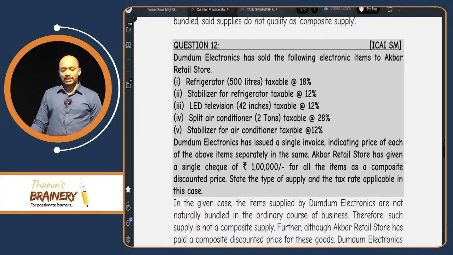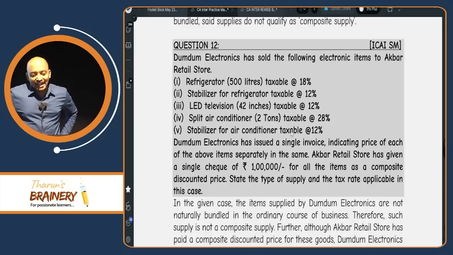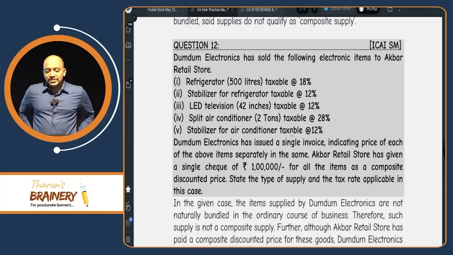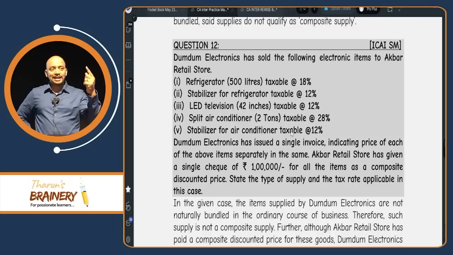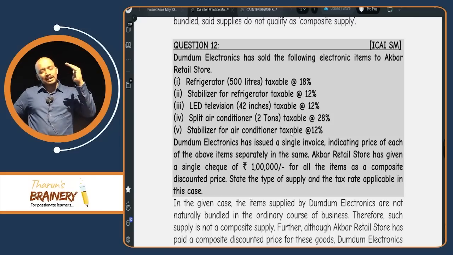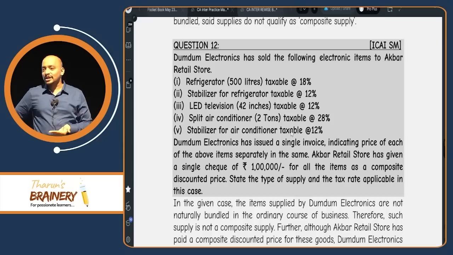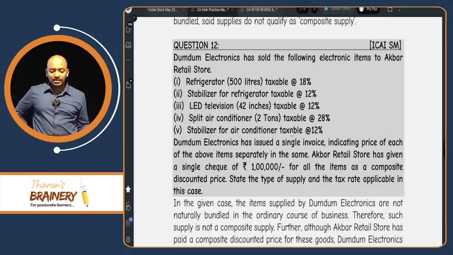Then see this question. Dum Dum Electronics has sold the following electronic items to Akbar retail store: refrigerator, stabilizer, LED, split AC and stabilizer for split AC. More than one supply in a transaction, correct? All are taxable. Is it naturally bundled? No. How will a refrigerator, LED television and AC be naturally bundled? So they are not naturally bundled.